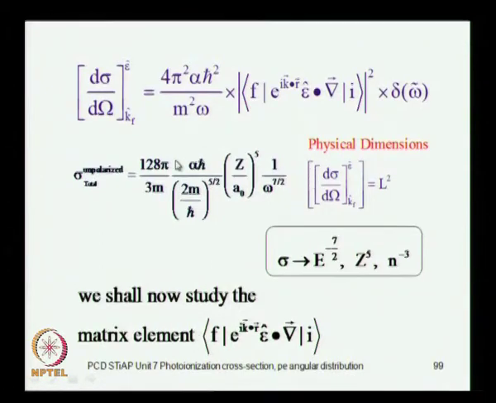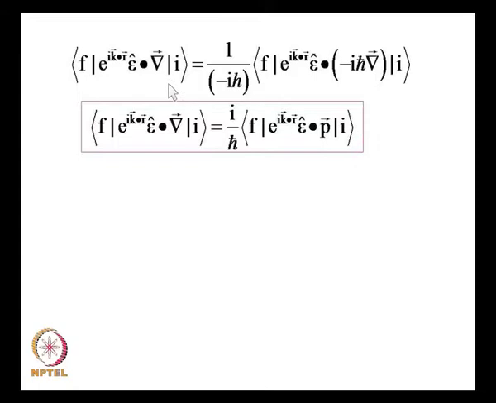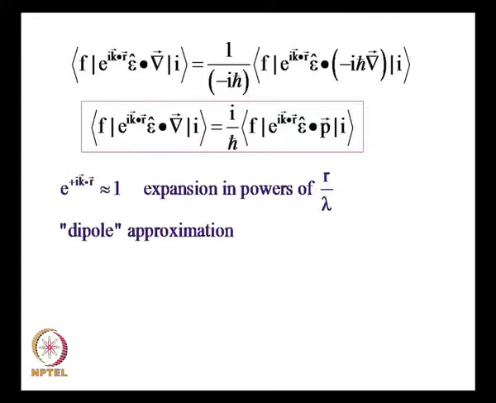So, we will have a closer look at this matrix element which goes into the photoionization cross section, and this matrix element is the matrix element of the gradient operator. So, you write it in terms of the momentum operator. You get a factor of i over h cross outside, and you have the momentum operator inside the matrix element, and here you have e to the i k dot r, which you can expand as a power series in r over lambda. K dot r is k r cos theta, k is 2 pi over lambda. So, e to the i k dot r is actually a power series.